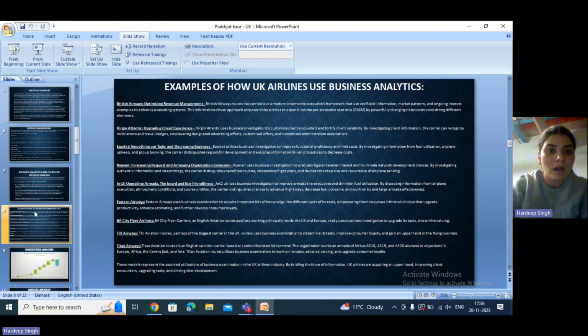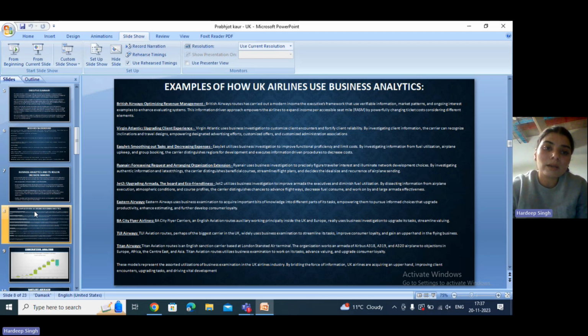Whereas Virgin Atlantic is upgrading client experience. Virgin Atlantic uses business investigations to know the customer's encounters and fortify client reliability by investigating client information and gathering data on reviews. EasyJet is smoothing out tasks and decreasing expenses. Here they utilize business investigation to improve the functional proficiency and limit the cost.